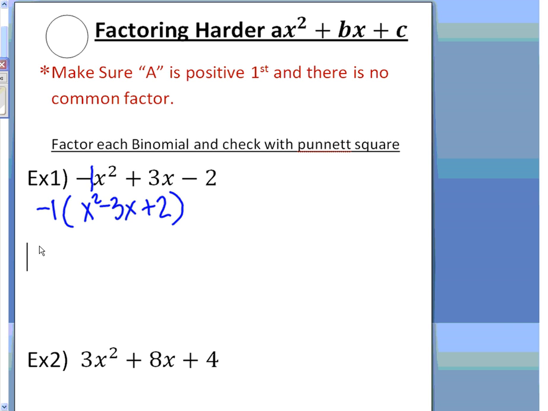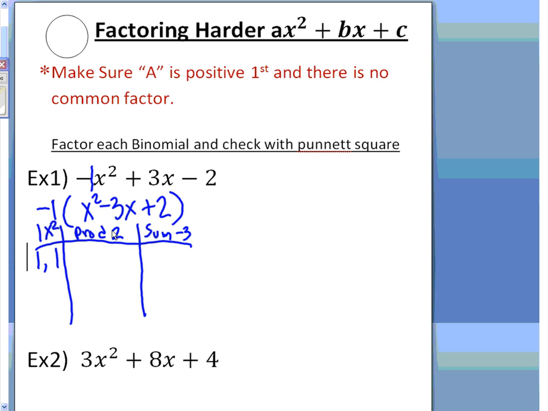Then I'm going to go ahead and make my table just like before. So this is going to be 1x squared. This is going to be a product of 2, and it's going to be a sum of negative 3. Okay, so what two numbers multiply to get 1x squared? Well, obviously 1 and 1.